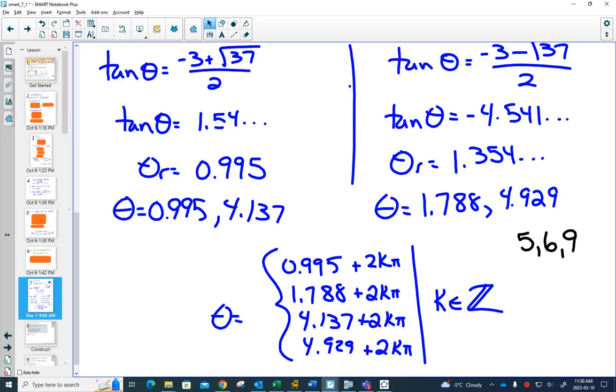Questions there, 5, 6, and 9, you can circle.